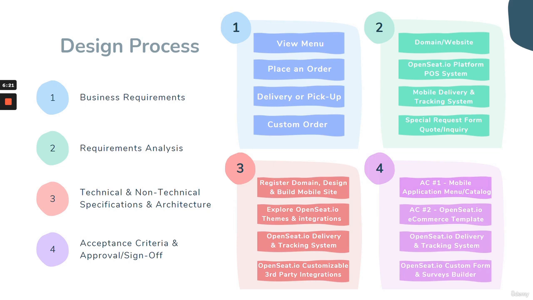The last stage of the design process is acceptance criteria and approval or sign-off. In this stage, we work with the client to create acceptance criteria that satisfies the expectations of what the system or application is designed and developed to do as the client has requested. Things like acceptance criteria number 1, mobile application menu and catalog, acceptance criteria number 2, OpenSeat.io e-commerce template, acceptance criteria 3 and 4, which is also OpenSeat.io built-in features and customizable options.